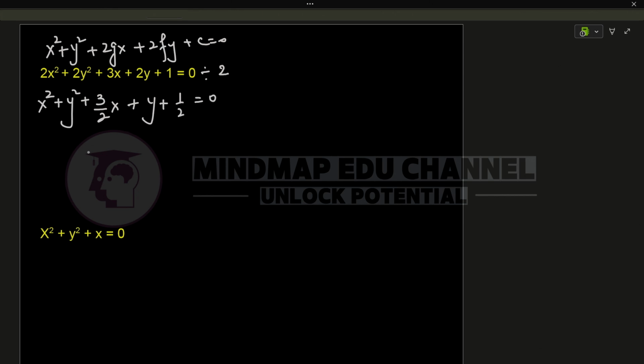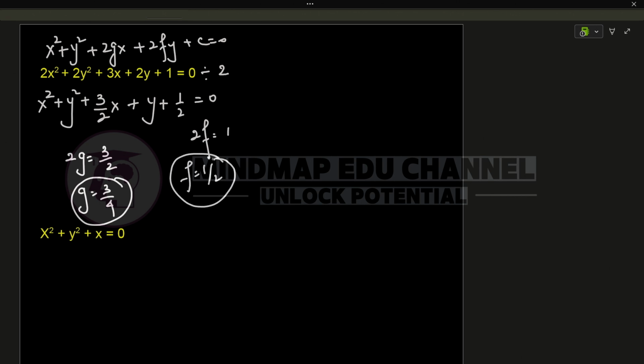Now let's calculate the values for g. So 2g is equal to 3 by 2. So g will become 3 by 4. Now the value for f, 2f is equal to 1. Therefore, f will be 1 by 2. And here the value of c is 1 by 2. We are getting this from this equation.